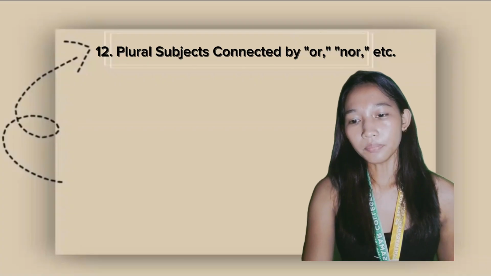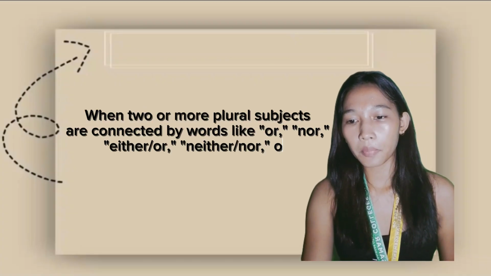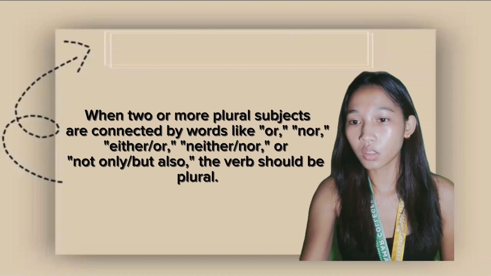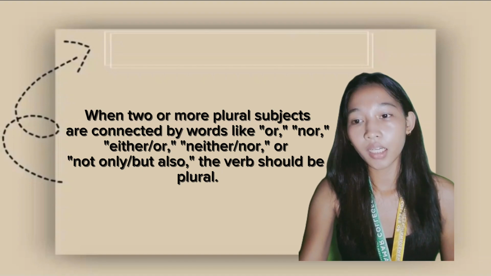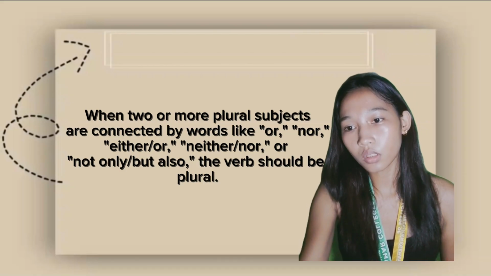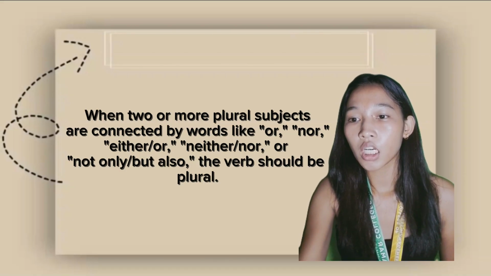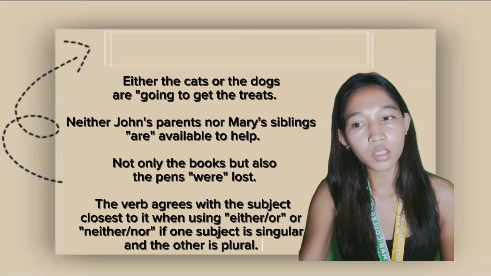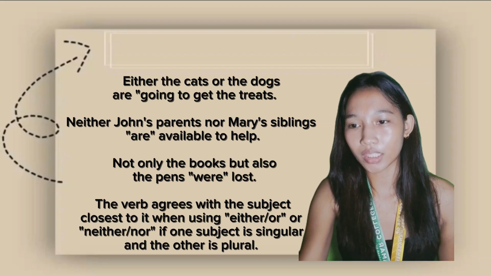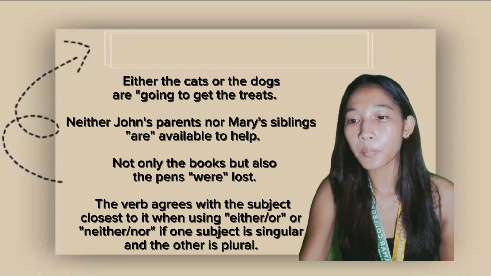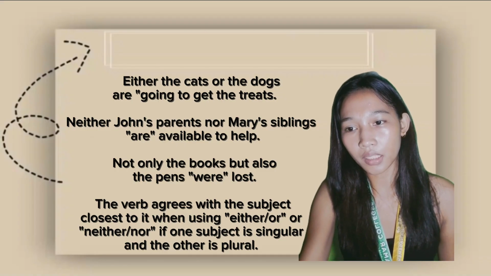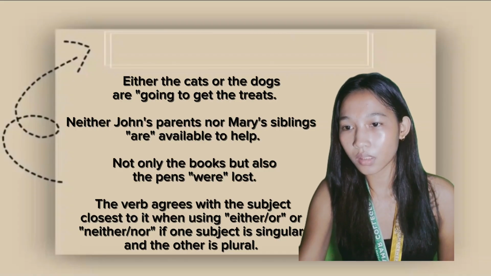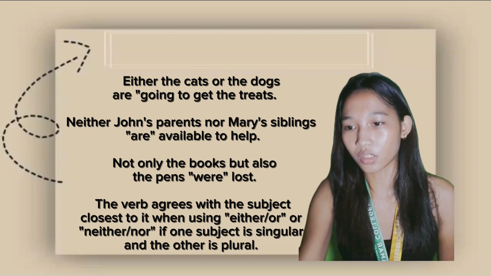Number 2. When two or more plural subjects are connected by words like or, nor, either-or, neither-nor, or not only-but also, the verb should be plural. Examples: Either the cats or the dogs are going to get the kids. Neither John's parents nor Mary's siblings are available to him. Not only the books but also the pens were lost.